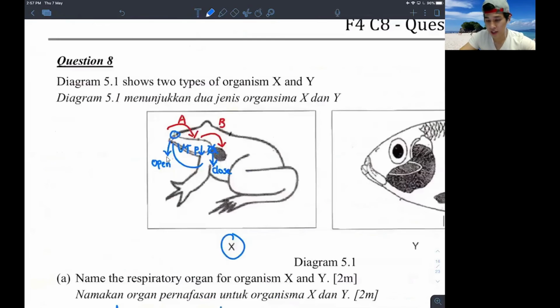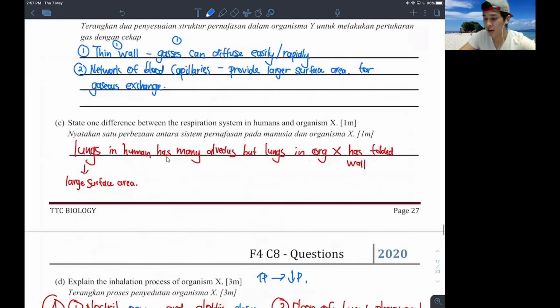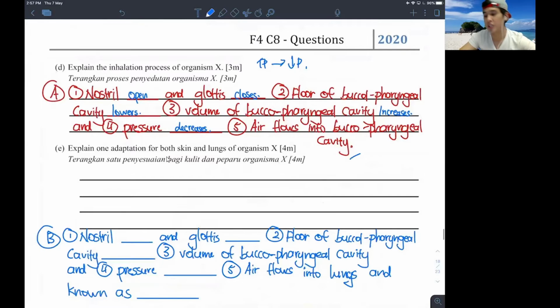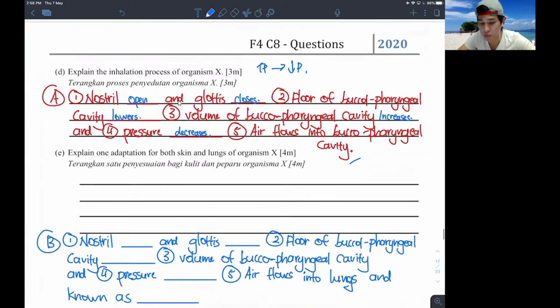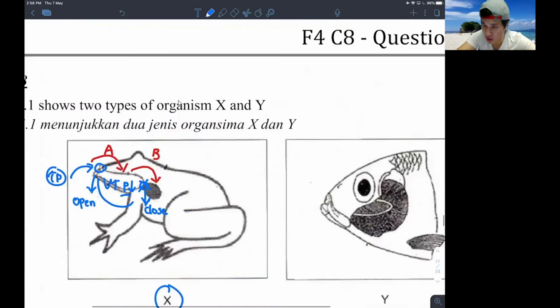So remember, air always flows from high pressure to low pressure. So if pressure inside the mouth is lower compared to outside, air will then enter the mouth. Okay, so lastly, we say air then diffuses or flows into the buccal pharyngeal cavity. Okay, so that's the first part. Now, second part, from buccal pharyngeal cavity into the lungs, is the exact opposite of what we wrote at A over here. So now, okay, let's erase all this.